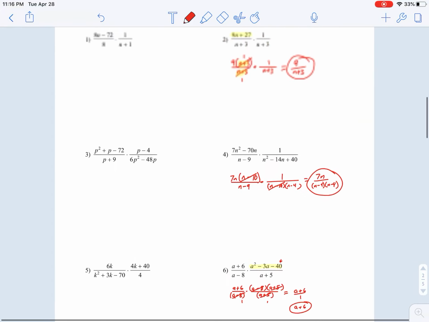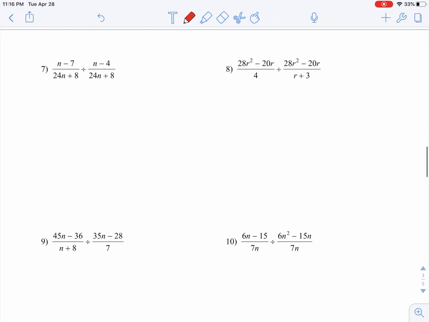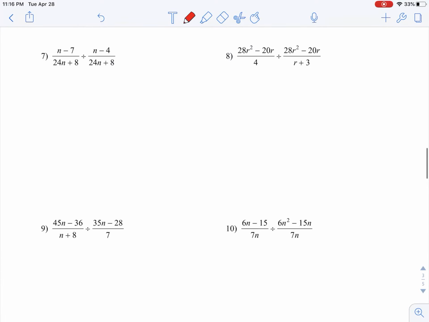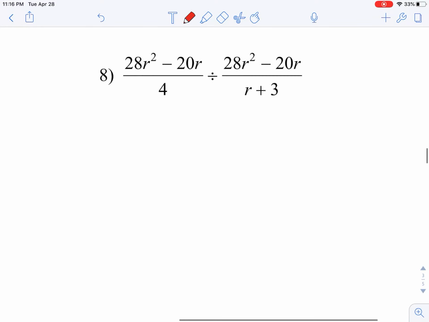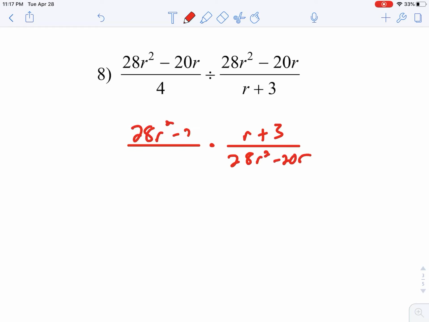Okay, so the rules are, again, factor anything that'll factor, cancel or cross cancel, and then do top times top, bottom times bottom. Problems 7 through 12, I'm doing 8, 10, and 12, are divide problems, but basically what you do is you just change it to times and flip the second fraction over. So you're basically rewriting the original problem, and then we're going to do the steps we did before.